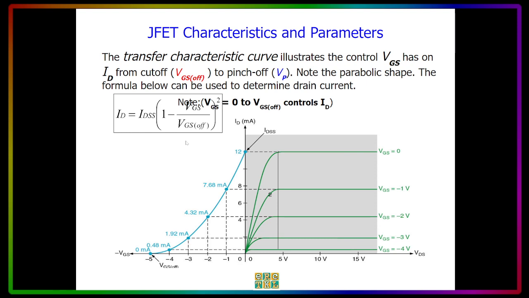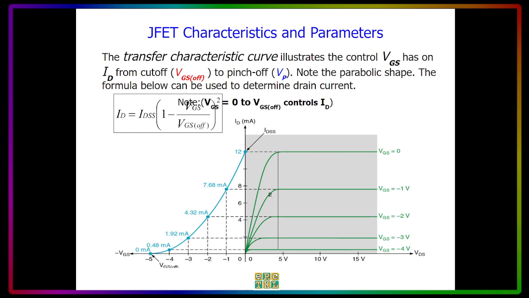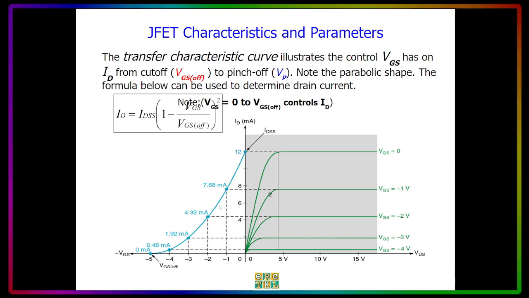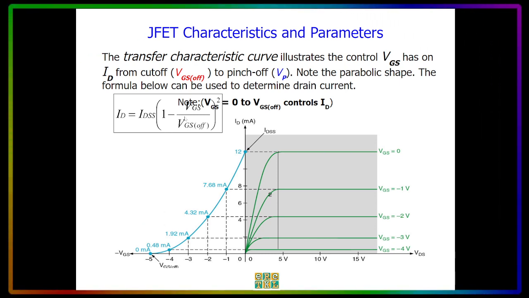Now, for the JFET characteristics and parameters, the transfer characteristic curve illustrates the control VGS has on ID from cutoff, or the VGS off, to pinch off. Note the parabolic shape here, represented by the light blue color, and the formula we can use to determine the drain current is IDSS multiplied by 1 minus VGS divided by VGS off, to the power of 2.